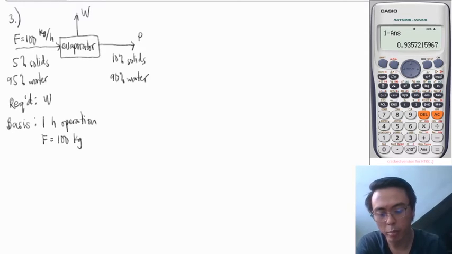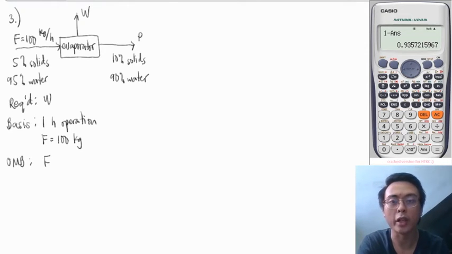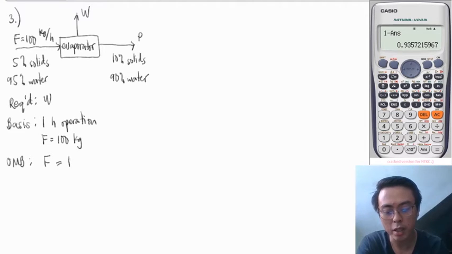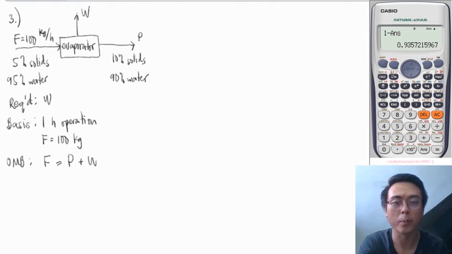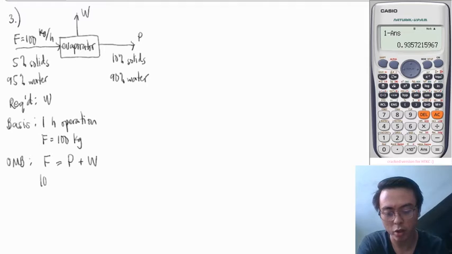Next, OMB. Your overall mass balance in this case is F, which is your lone input, equal to your two outputs, P plus W. We are already given a value of F, that's 100. Therefore, the equation becomes 100 equals P plus W. That's equation number 1.